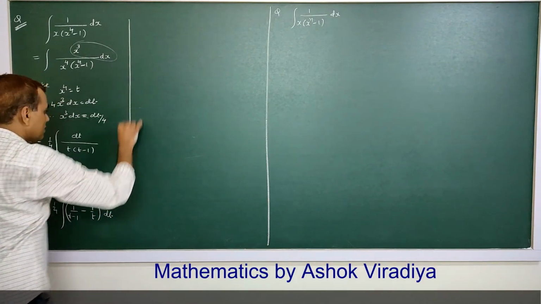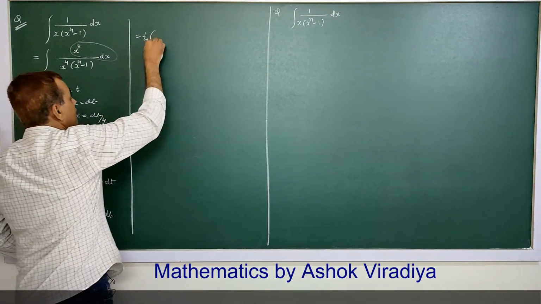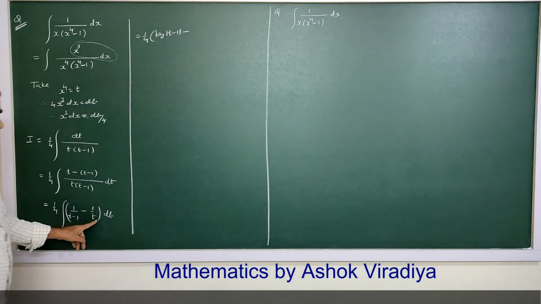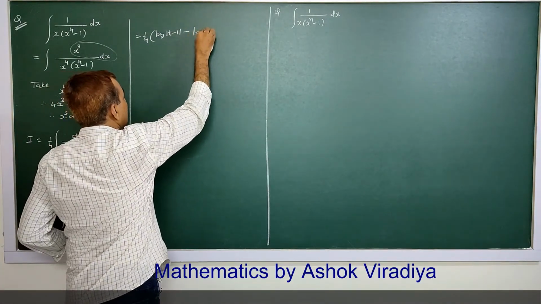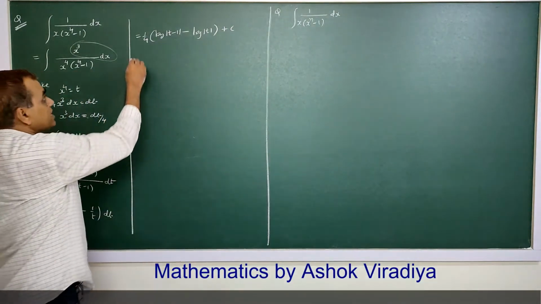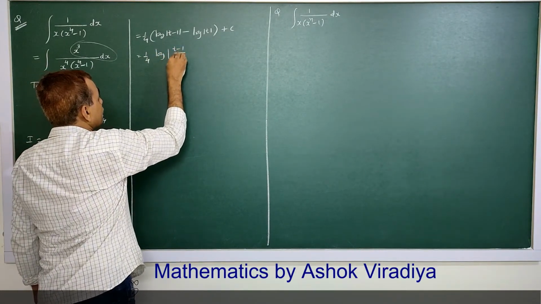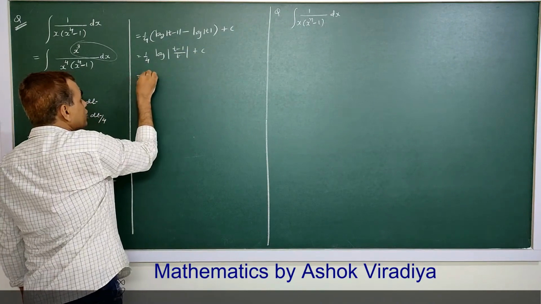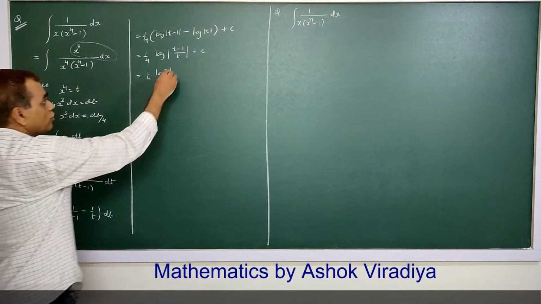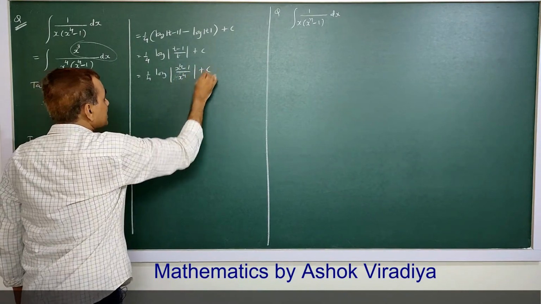So therefore 1 by 4 times its integral is log of modulus t minus 1, minus its integral is log of modulus t, plus c. So it is equal to 1 upon 4 log mod of t minus 1 upon t, plus c. Substituting the value of t, which was x raised to 4, it is log mod of x raised to 4 minus 1 upon x raised to 4, plus c.